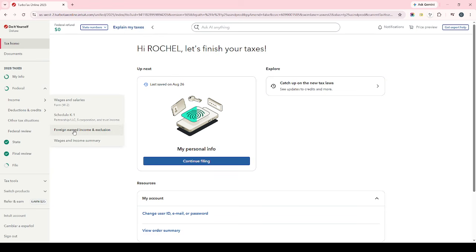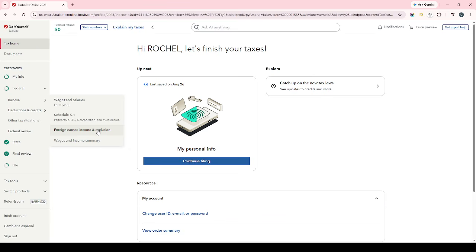This step tells the software that you contributed after-tax money to a traditional IRA, which is what creates the basis reported on Form 8606. If this part is skipped or entered incorrectly, the conversion could be taxed more than it should be. Once that contribution has been entered, move to the Wages and Income section, then go into Retirement Plan Responses, where you'll enter the Form 1099-R related to the conversion.